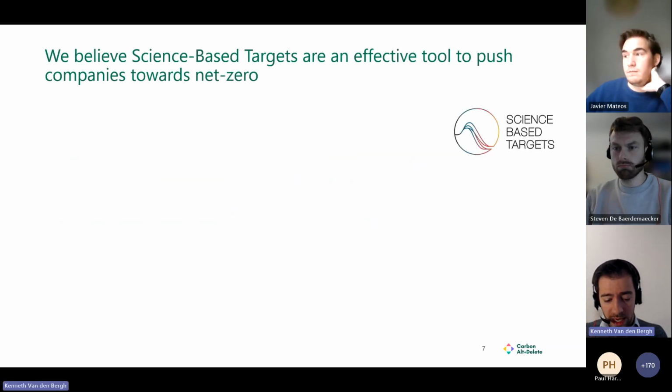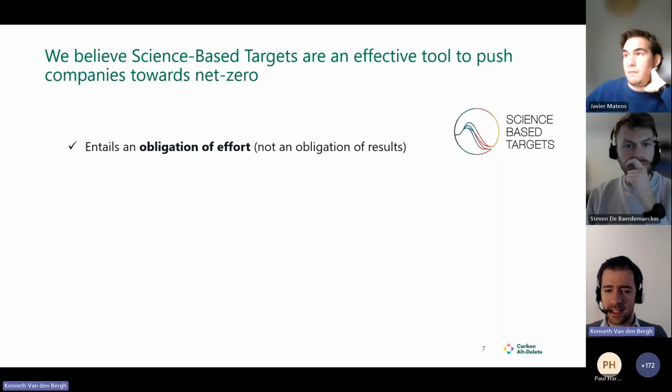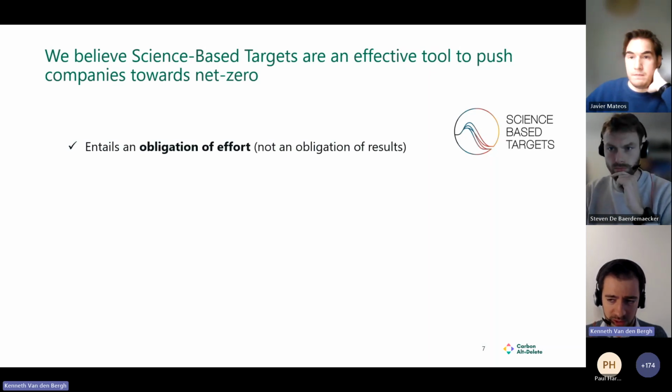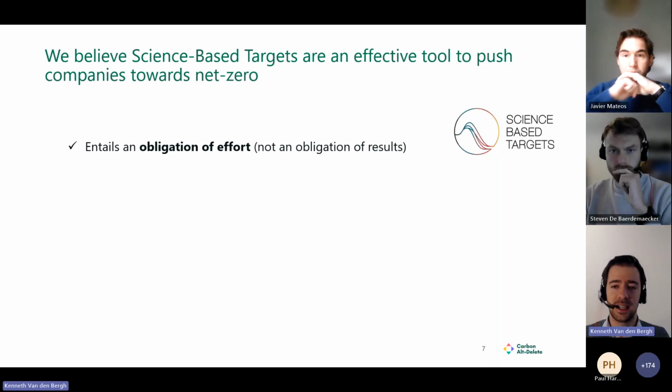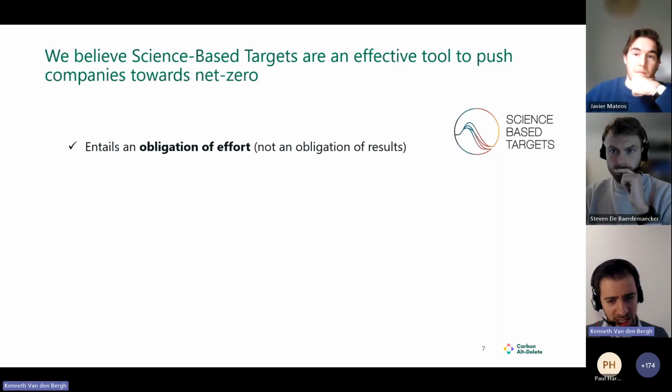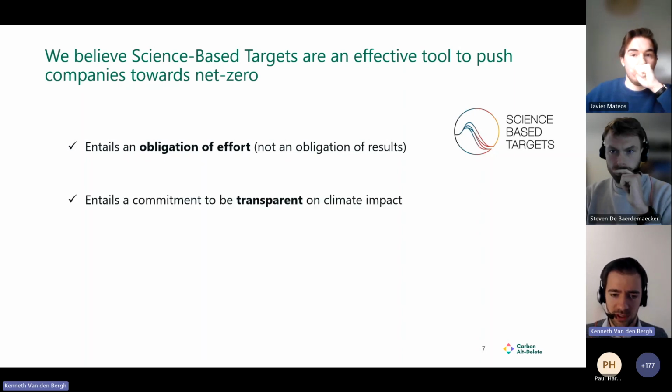So why we believe as a company, as Carbon+Alt+Delete, in the value of science-based targets, basically for three reasons. One, it really entails an obligation of effort for companies, right? So companies who subscribe or set a science-based target basically have this obligation of effort. It's not an obligation of result, right? So it's not that if you don't meet your target, you get punished, but the obligation of effort is important.